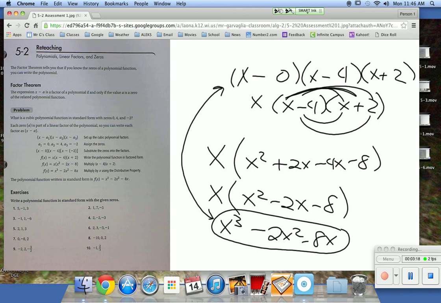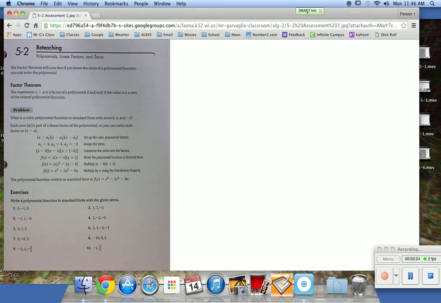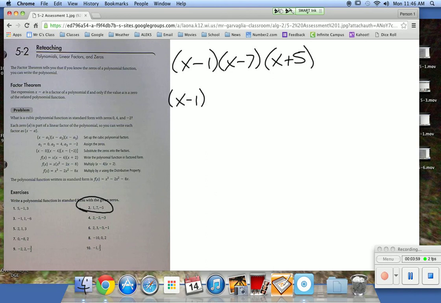Now, we just multiplied through by an x, which was pretty easy, right? It gets a little bit more difficult. I'm going to do number 2 here, which is a 1, 7, and negative 5. So x minus 1, x minus 7, and x plus 5. I've got a negative 5 here, and that's why I put a plus 5 up there. Now, I'm going to pick 2 of them and multiply them together. I'm going to take these 2 here and multiply them together. Leave my x minus 1 out front.